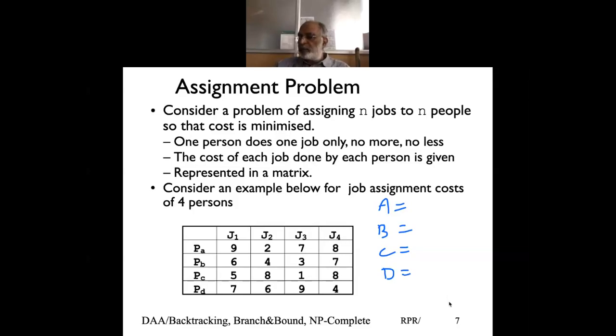For example, if I assign person A job 1, person B job 2, person C job 3, and person D job 4, my cost is 9, 4, 1 and 4, which is 13 plus 5, so 18. If I do this assignment, the cost is 18, but certainly not the optimal one. So I want you to give me a job assignment so that we can find the optimal solution. Anybody who works it out, give me the answer and then we'll look at it.